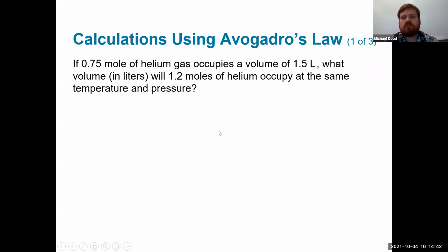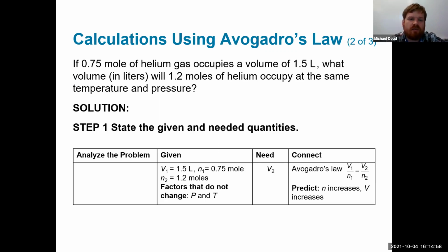Okay, so here we go. Let's do an example calculation. If 0.75 moles of helium gas occupies a volume of 1.5 liters, what volume in liters will 1.2 moles of helium occupy at the same temperature and pressure? Well, we have our relationship here. We have an amount of moles and we have a volume. And then we change the amount of moles. How does the volume change?